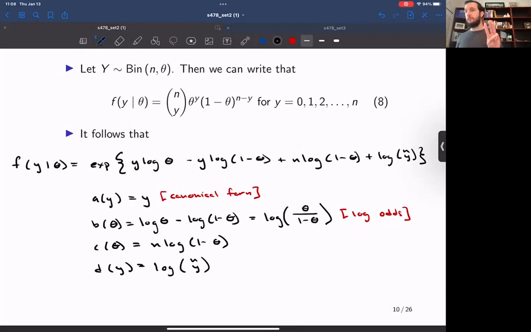So we've now seen 3 examples of how we can write common distributions in the context of the exponential family, and then how we would break down the components of that expression to show a of y, b of theta, c of theta, and d of y. And again, when a of y is equal to y, that means that the distribution is in canonical form, and this is a requirement for fitting into the GLM framework.